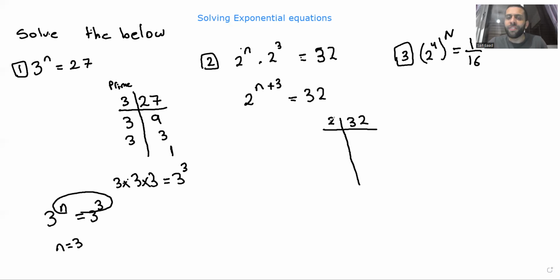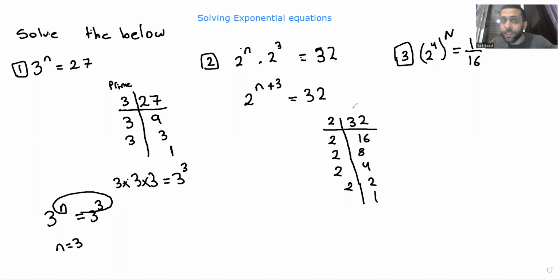So 32 divided by 2 is 16. 16 is divisible by 2, so divided by 2 is 8. 8 divided by 2 is 4. 4 is divisible by 2. Divided by 2 is 2. 2 is divisible by 2. The answer is 1. So you keep doing this until you reach the 1. After that, you can't do anything.